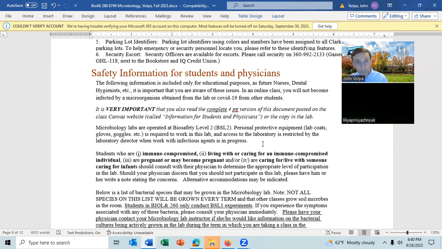I'll let you read about students who are immunocompromised or working or living with people who are immunocompromised, because obviously we're online, so this is not a concern.